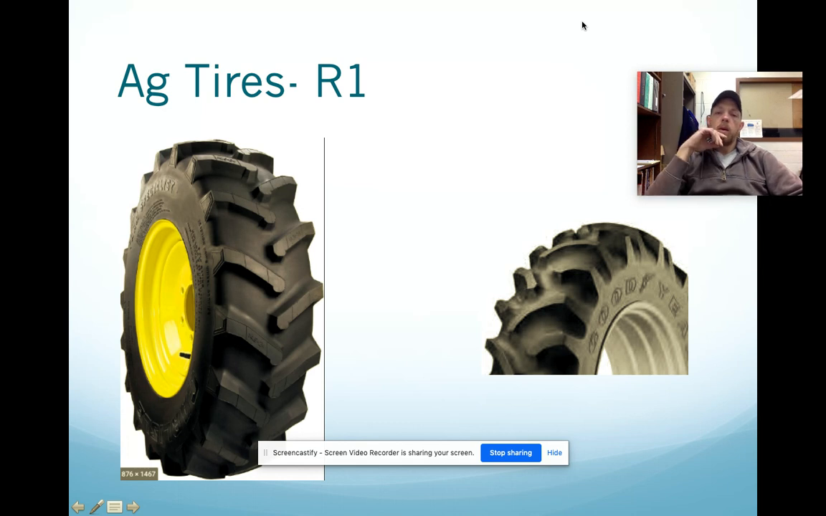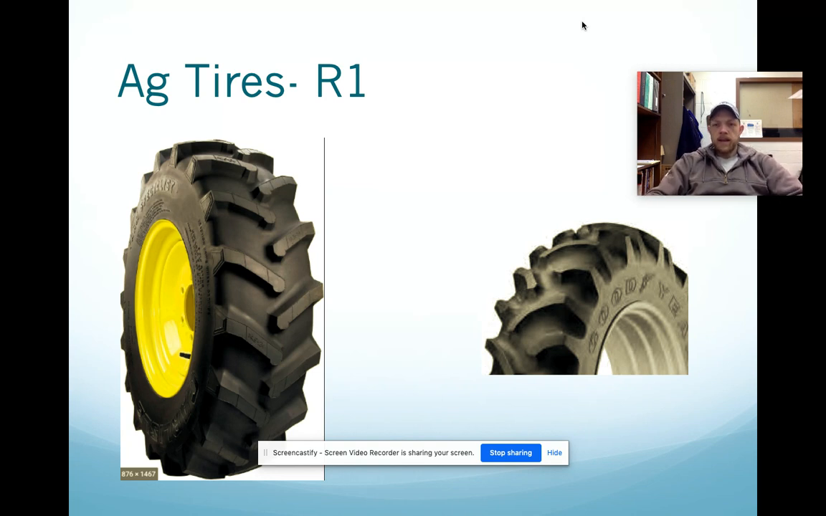Okay, so R1 are just your standard ag tires. The tread depth is not going to be that deep. As you can see, it's a forward V formation. That way, as the tractor tire travels, it moves that mud and that soil outward.